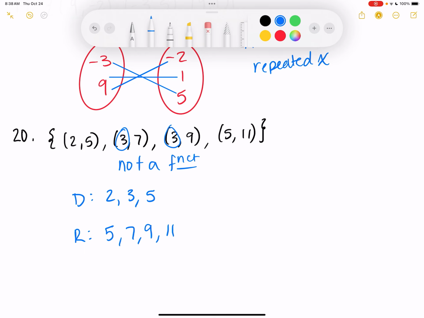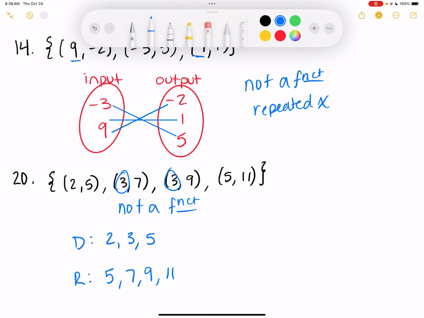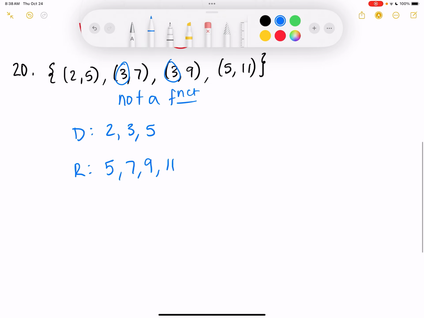Problems 21 and 22 present the mapping diagram, and you're just determining if it's a function or not, and then stating the domain and range. Domain is this column, range is this column, so I'm not going to do that one again, but they give it to us one other way, and that's with a table.